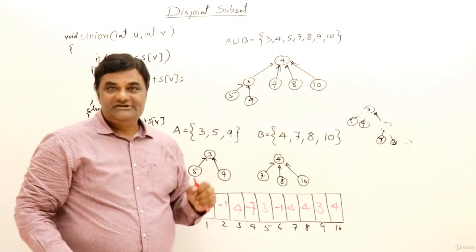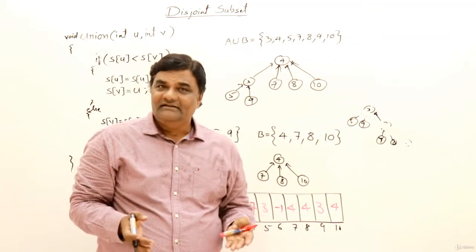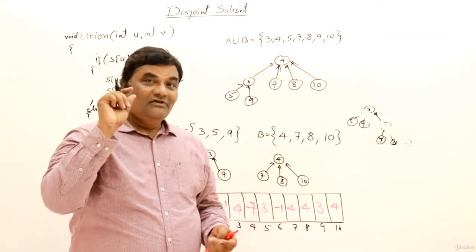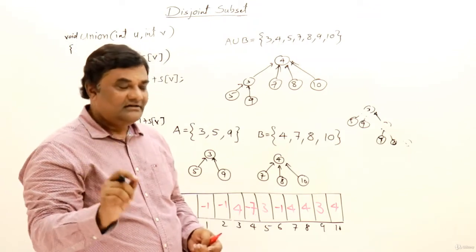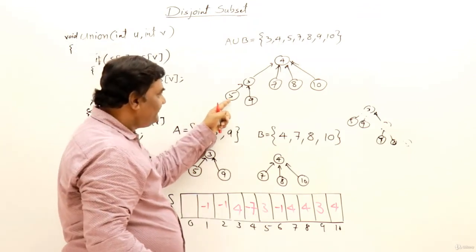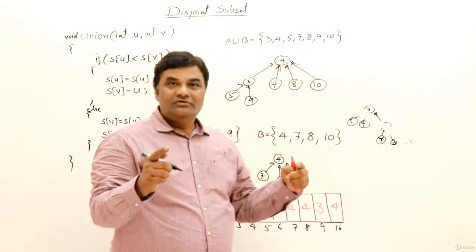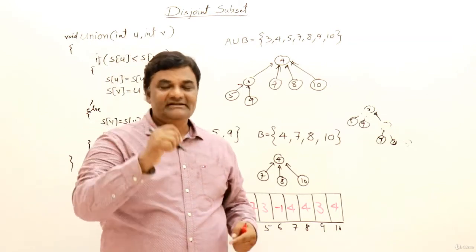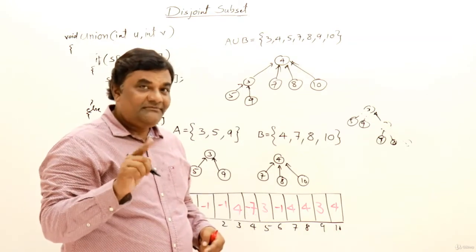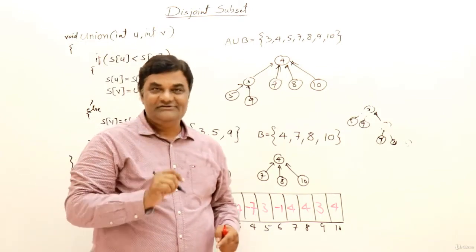This is the union operation. Now, one important thing. How to know that there is a cycle? See, suppose the vertices, let us say 5 and 10. 5 belongs to which set? Parent is 4. 10 belongs to which set? Parent is 4. Oh, they are already in a single set. If you join them, it will form a cycle. If there is an edge from 5 to 10 and you are joining, it will form a cycle. That's how it is useful.